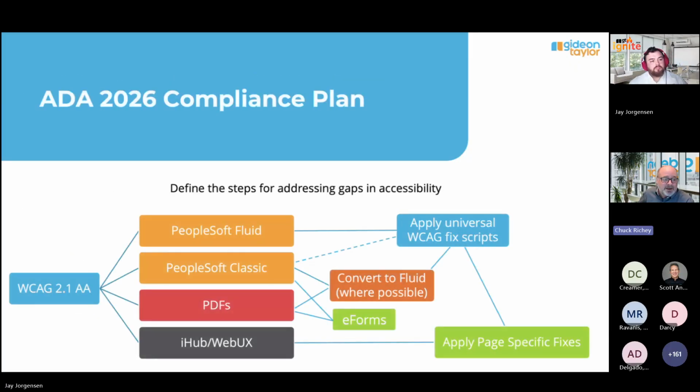All right. So really, here's some steps for addressing the gaps in accessibility. Again, we kind of showed you the PeopleSoft Classic and the Fluid. Fluid is your best approach over Classic, but at times, it doesn't address everything. So that's where having some universal fix scripts to address some of the common issues is good. Sometimes you need to do targeted enhancements for the fluid pages and components.